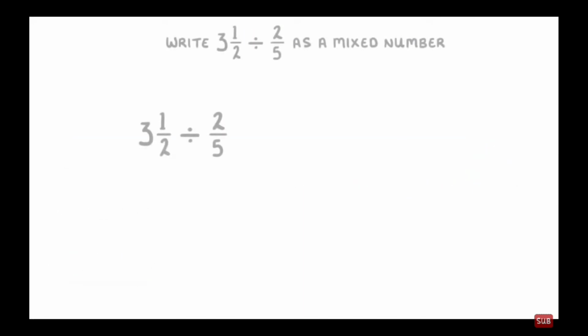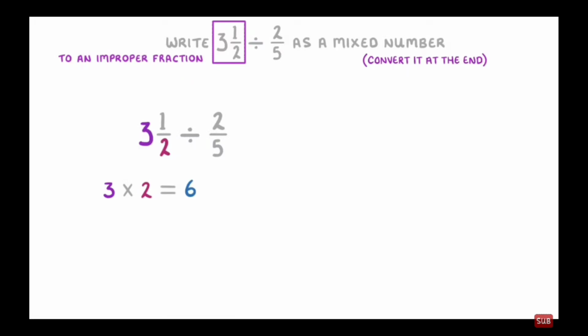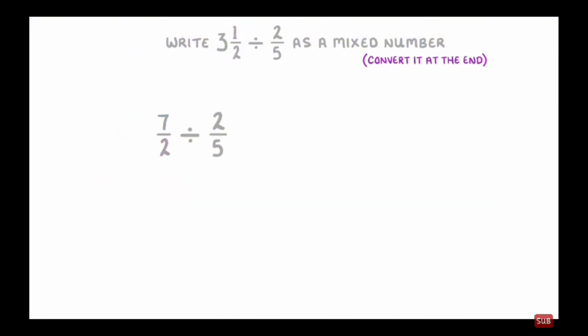In this question, we're dividing 3½ by 2/5. The fact that we need the answer in the form of a mixed number doesn't change how we do the question at all. It just means that we're going to have to convert it into mixed number form at the end. The first step, though, is to convert this 3½, which is a mixed number, into an improper fraction to make things easier for ourselves. So we do 3 times 2, which is 6, and then add that to the numerator. So because 6 plus 1 is 7, we end up with 7 over 2.